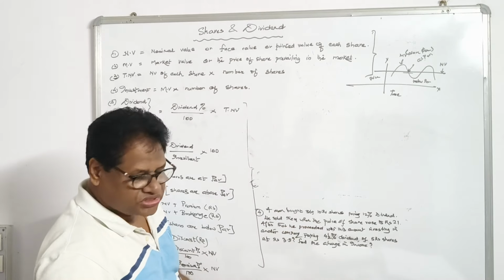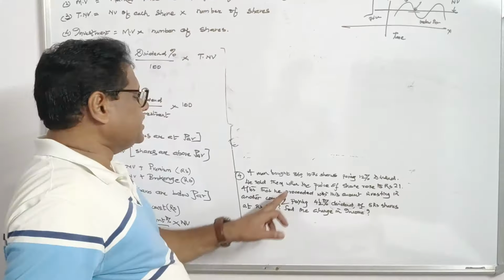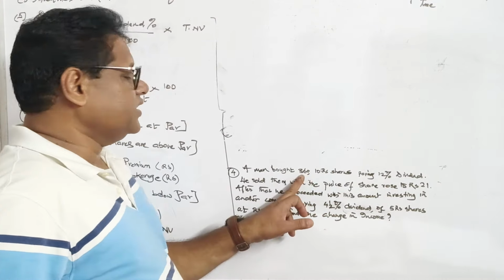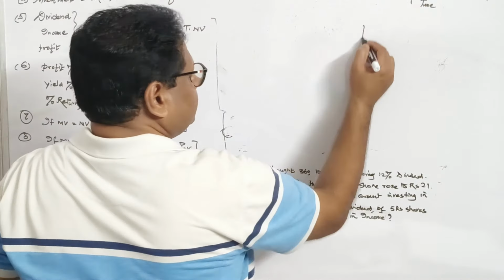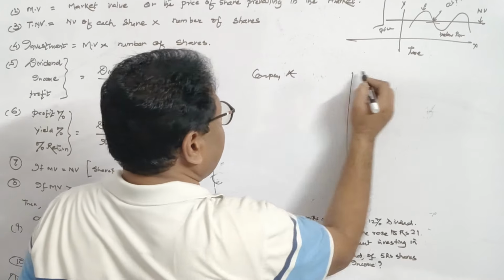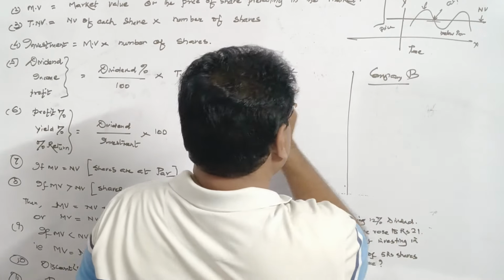A man bought 360 shares of rupees 10 each, paying 12% dividend. That means the company is paying 12% dividend on 10 rupee shares. There are a total of 360 shares. Let's divide the entire calculation into two parts. This is company A, this is company B, right?